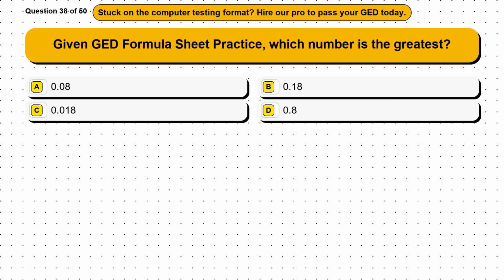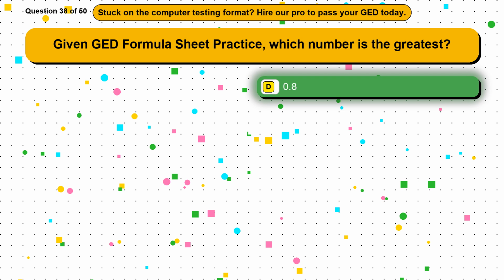Question 38. Given GED formula sheet practice, which number is the greatest? Option A, 0.08. Option B, 0.18. Option C, 0.018. Option D, 0.8. The correct answer is option D, 0.8.